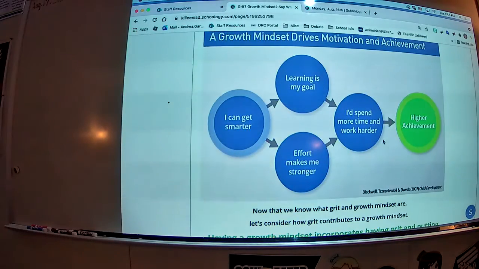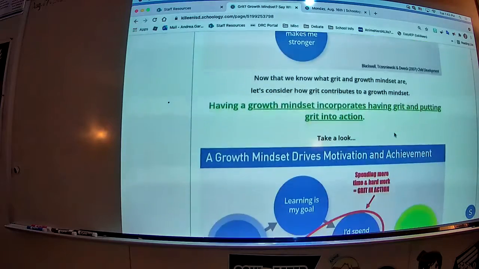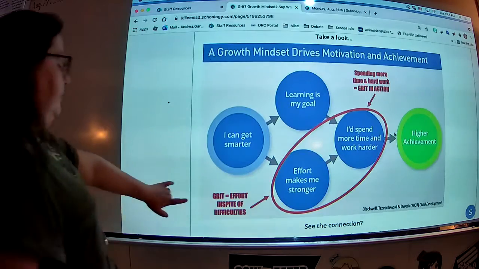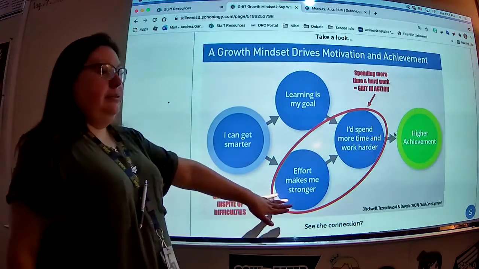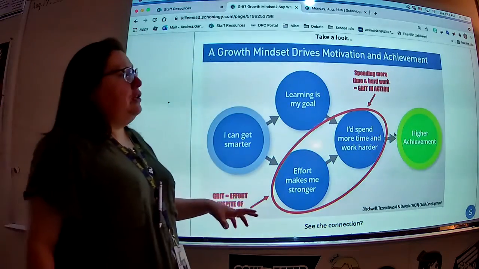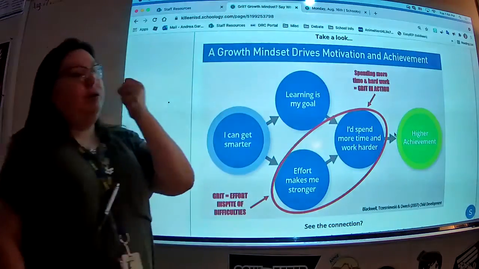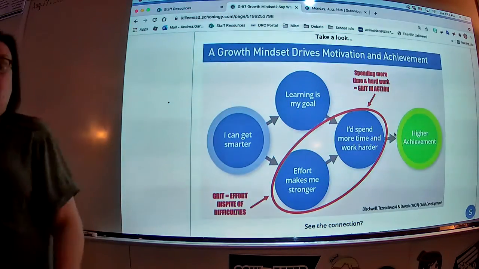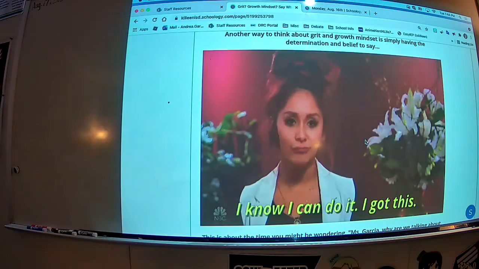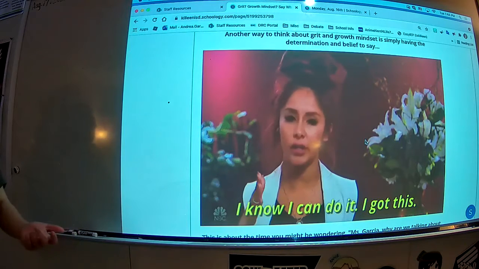So when you put grit and growth mindset together, having a growth mindset incorporates having grit and putting grit into action. So your effort, in spite of difficulties, is grit, right? Because even when you feel like you want to give up, it's hard, you keep trying, that's actually having grit. And then spending more time and working harder, that's actually putting that grit into action. So belief in action. So basically what it looks like, or what you might know it as, is knowing you can do something and that you got it, even when it's hard, right? How many times have you guys done that in your life?